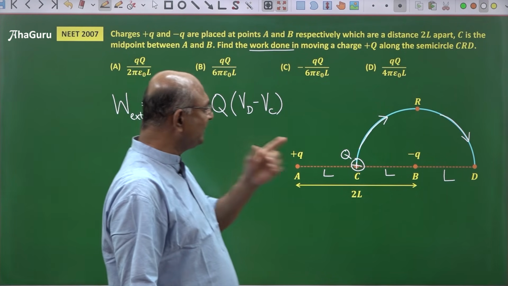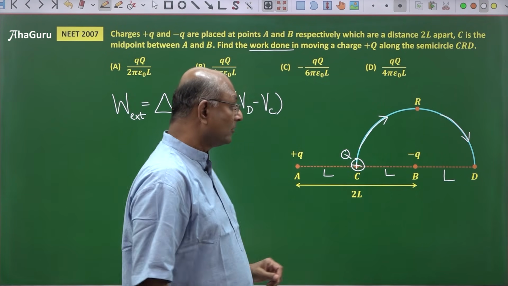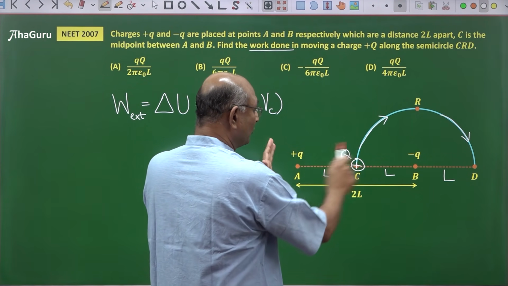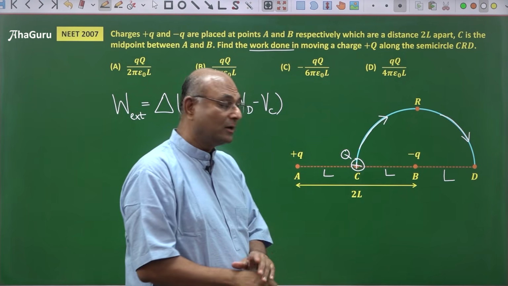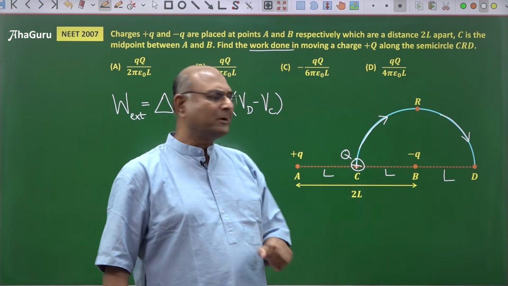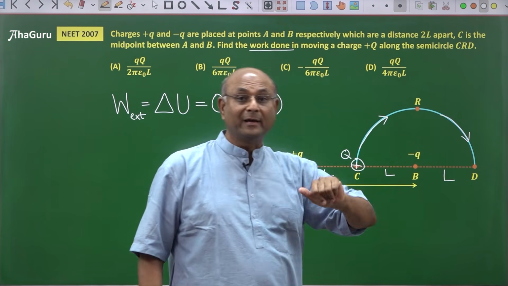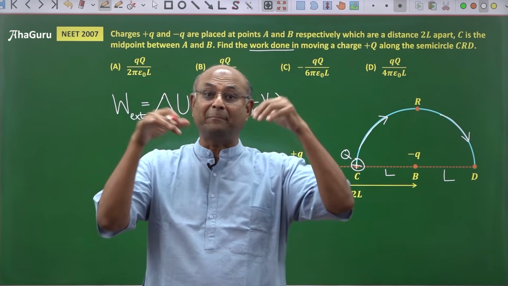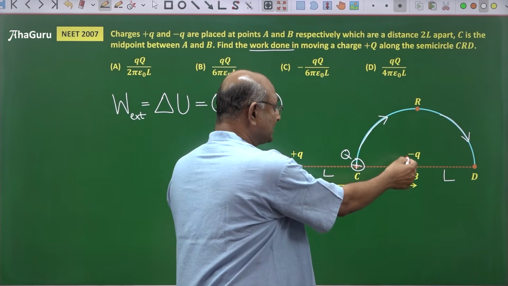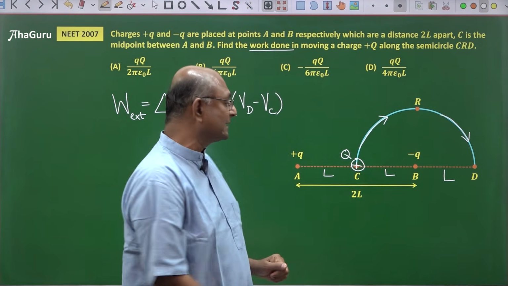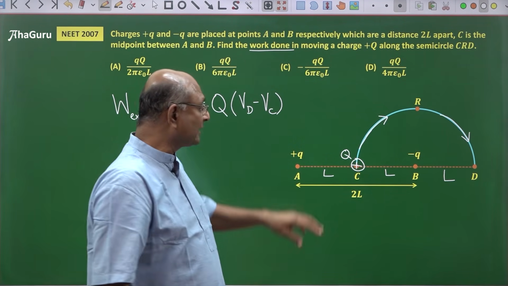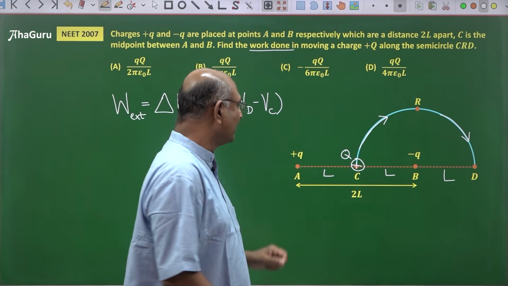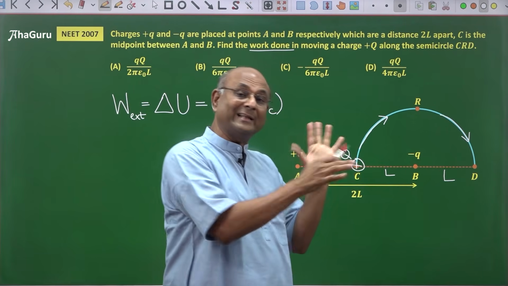How will I find out V at D? Now whenever we talk about V at D and V at C, we are talking about plus q and minus q, the small q, not capital Q. Why? Because capital Q is the one that is moving. So it is going to feel the potential created by these two charges, not by itself. We never count the charge that is feeling the potential itself, right? We should not do that. We should take the potential produced by all other charges.